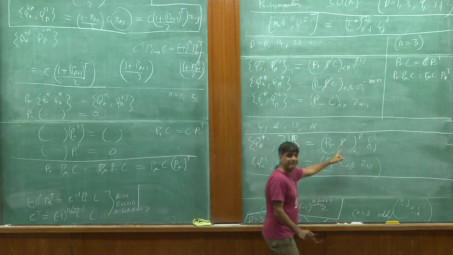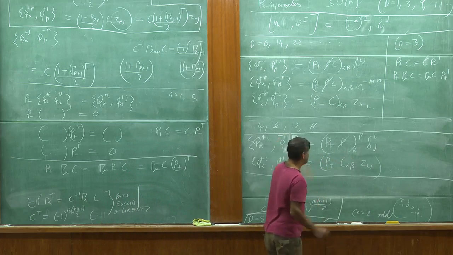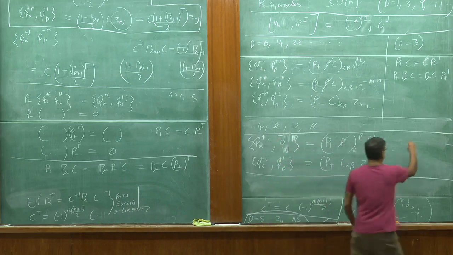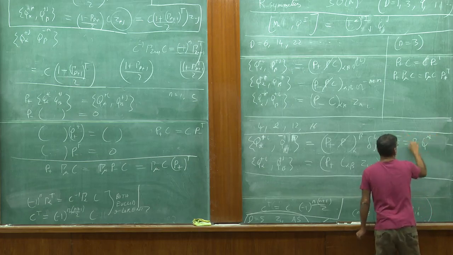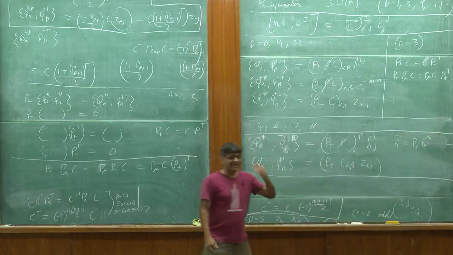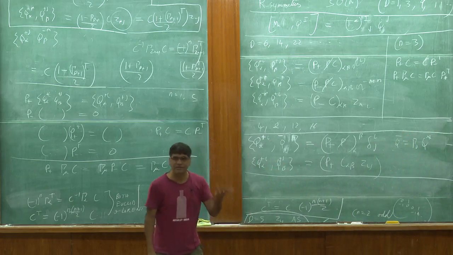Not in the first one, because this is gamma Q bar. That means gamma 0 times Q star. And that has an upper index. Therefore, there's no C needed.